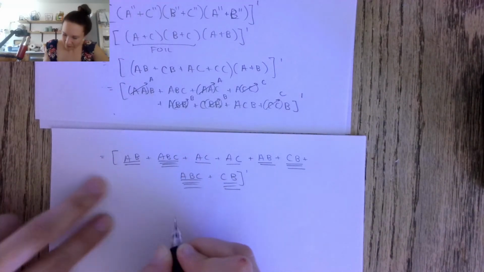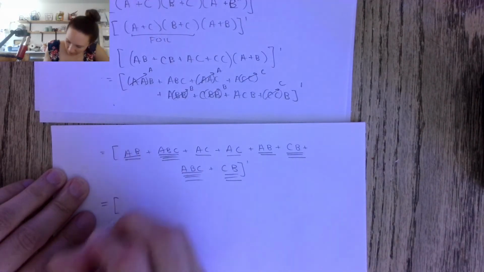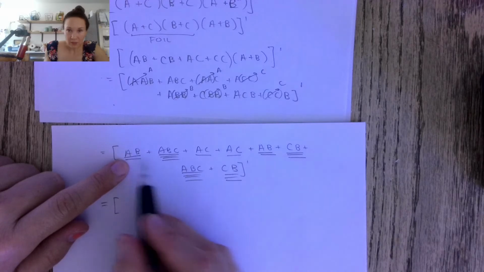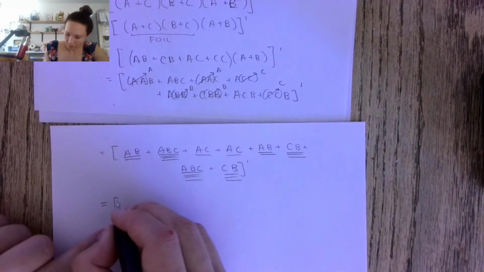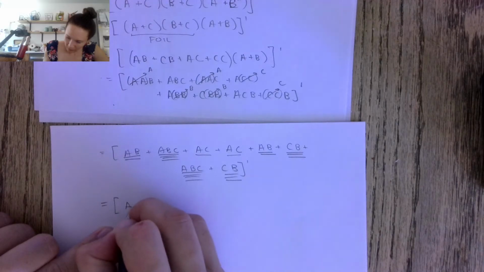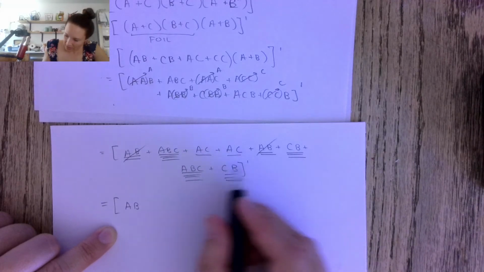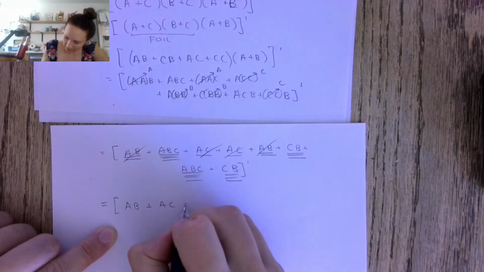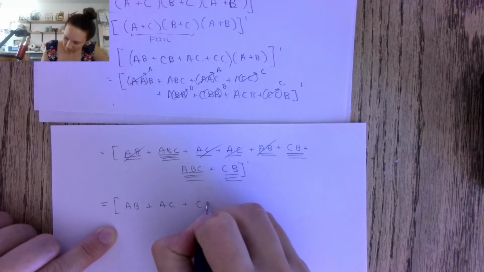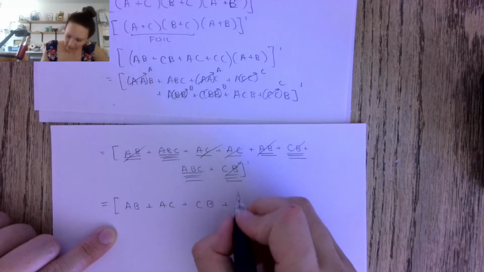Okay, so I have all my like terms with a similar number of underlines. If I have something ORed with itself, then I only need to write one of them, right? So this gives me AB. For these I can just write one AC, for this and that I can write just one CB, and then I can write just one ABC.